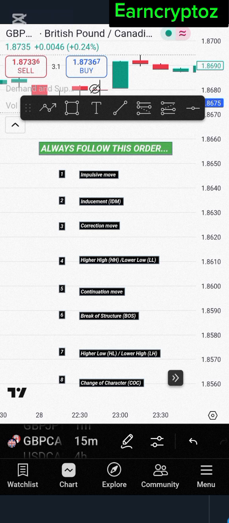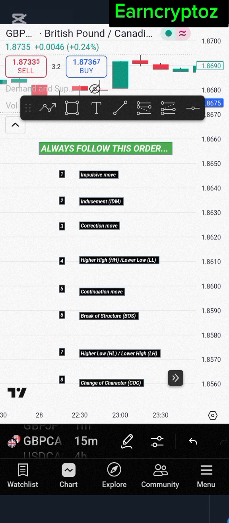So this number system is easy for new beginners to follow. Anytime you open your chart and you want to do your analysis, always follow this order. The first thing you mark is your impulsive move. Then on the impulsive move you identify your inducement, and after that you identify your correction move, and after that you identify your higher high if it is an uptrend, or lower low if it is downtrend.